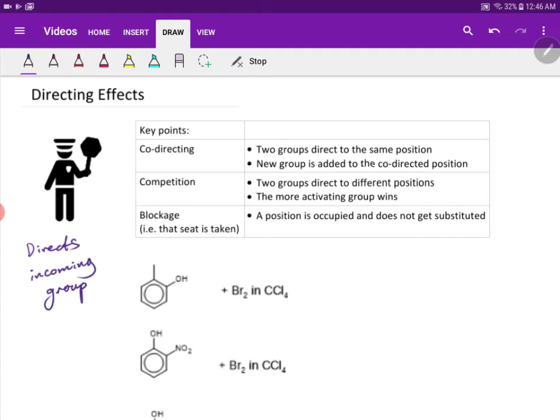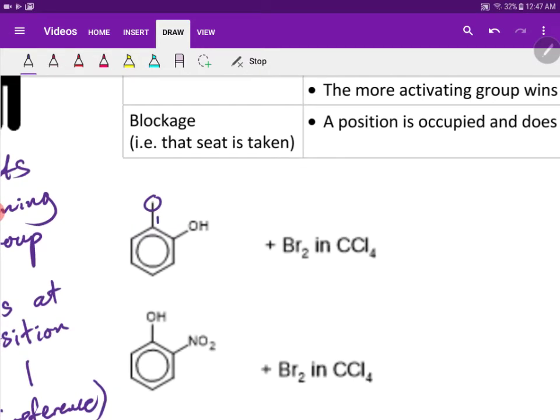It is the one that directs the incoming group, and the other idea is that when you use it as the reference point, it is at position 1. So this is the reference, just take note of that. If I'm using this methyl group as a reference, this will be position 1. If I'm using this hydroxyl group as a reference, this will be its position 1. So it is relative to the group that we are looking at.